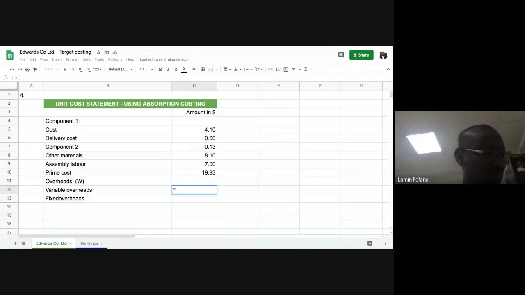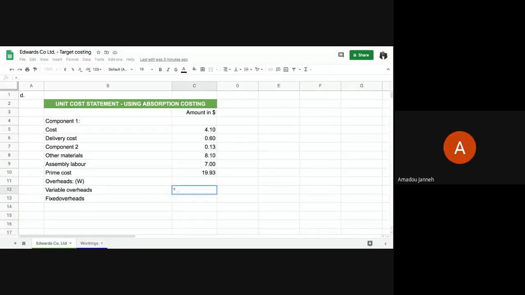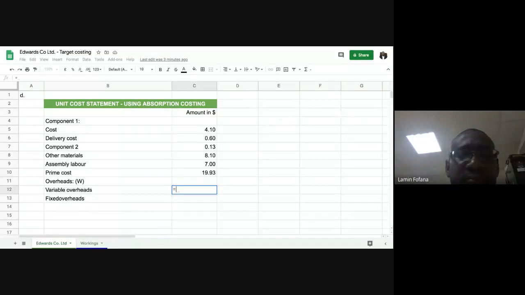Equals, what is the actual activity level per unit here? It's 30 minutes. The actual activity level per unit is 30 minutes, because you use 30 minutes to produce each of them according to the question, isn't it? So we say equals, bracket opens, we convert that 30 minutes to hours, so 30 divided by 60, bracket closes, multiplied by our rate.